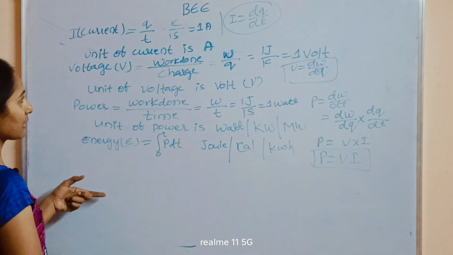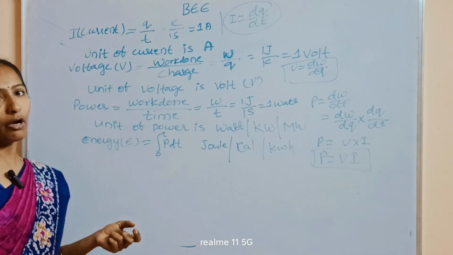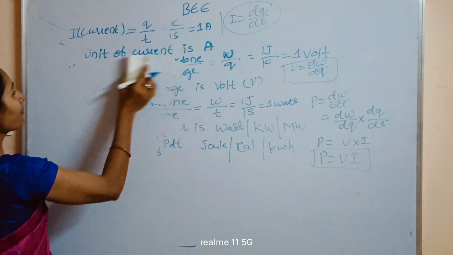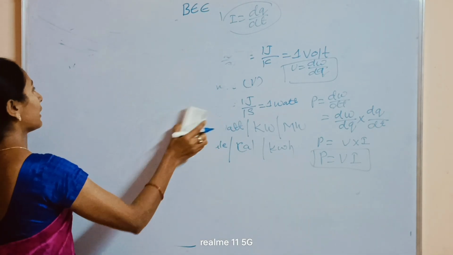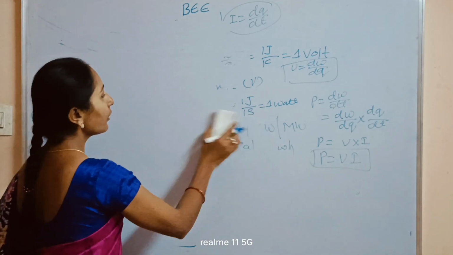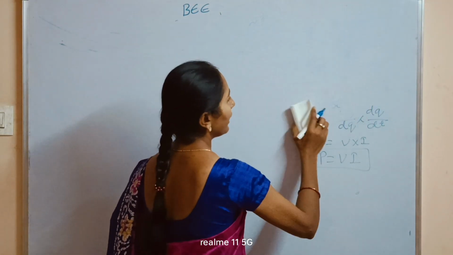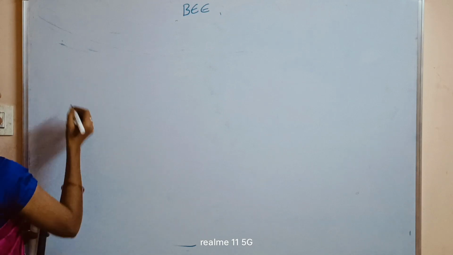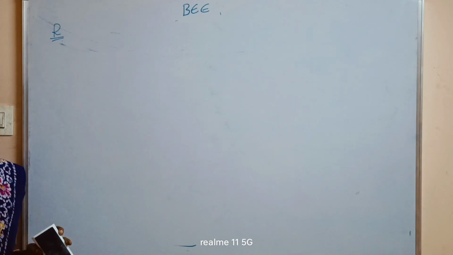Based on these quantities we can consider the VI relationship of passive elements. What are the passive elements? Resistor, inductor and capacitor. So now we can consider the voltage equation, current equation, power equation as well as energy equation for each element. First of all, I am considering the resistor.